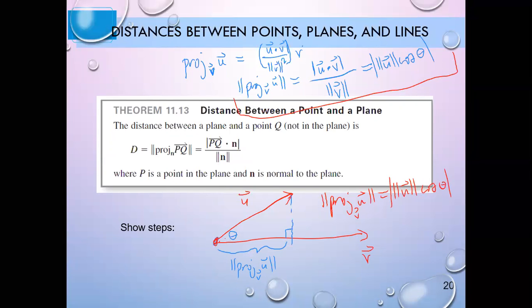But this is usually the thing that's easier to remember. Just take the absolute value of the dot product and then divide by the length of n, and you'll have the distance between those things. Any questions on that? So that's distance between a point and a plane. You just take a point in the plane, go out to that point, project that onto the normal vector, and that will give you the distance. The rationale is pretty straightforward for why that should work.